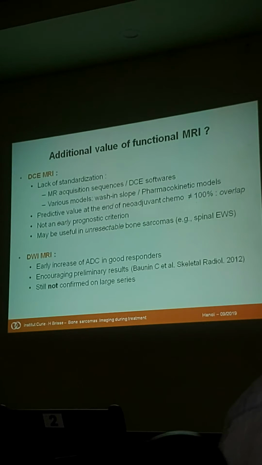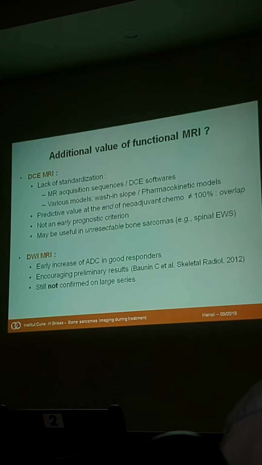So the conclusion is it's difficult to assess the response. So, as you know, usually in the routine practice, we measure the volume of the soft tissue mass, which is still the best criterion. And in difficult cases, we do perfusion MRI and diffusion MRI, and it might help, but the standard is still the histological response.